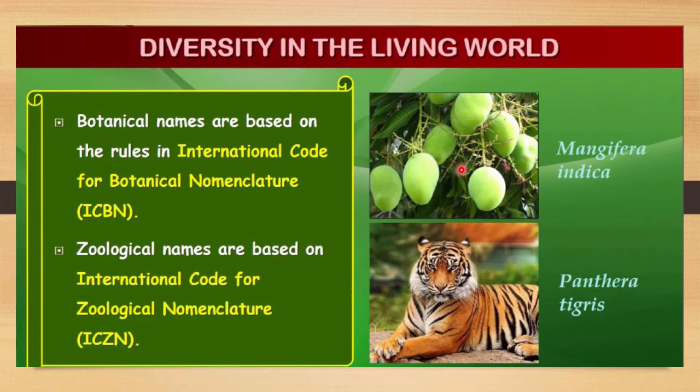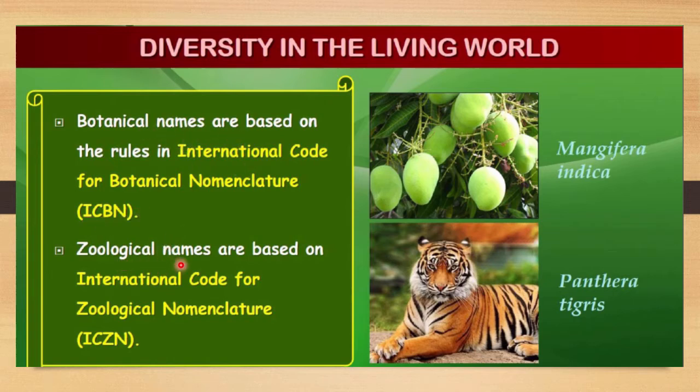Then you have to give this plant name according to the rules of ICBN, that is the International Code for Botanical Nomenclature. So if you want to give a name, that is the binomial nomenclature given by Linnaeus, then you have to follow the rules of ICBN. So be very clear about this full form. What is the ICBN? That is the International Code for Botanical Nomenclature. In short, it is called ICBN. This is according to the botanical names.